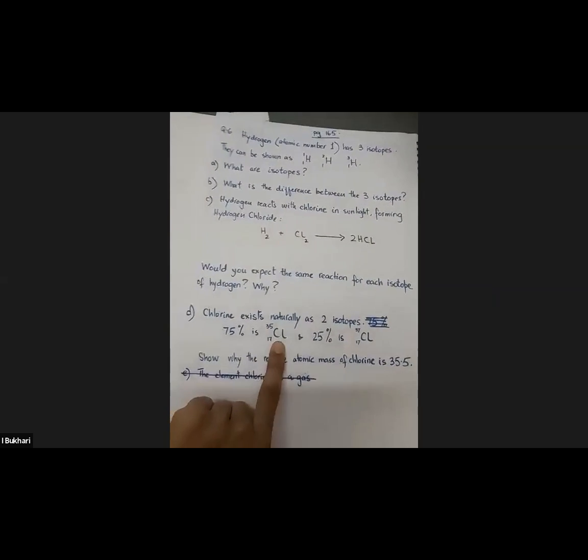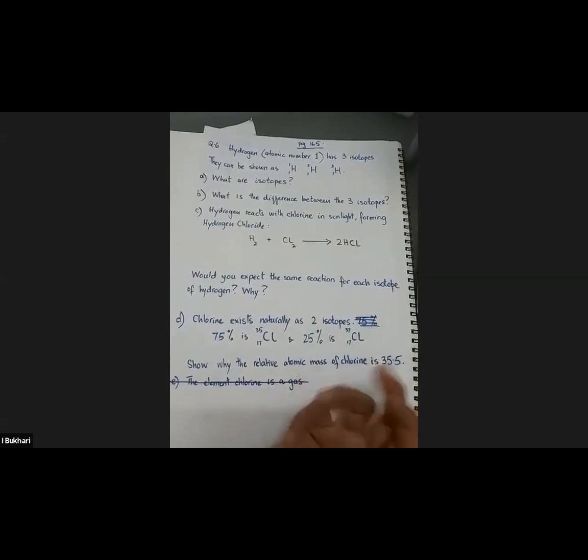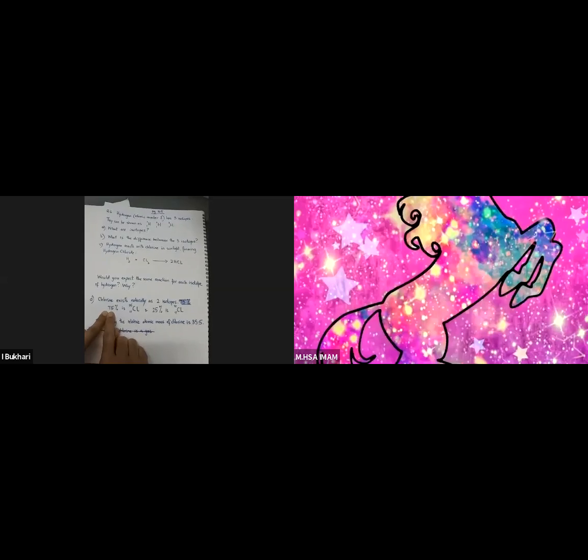Okay. Part D, chlorine exists naturally as two isotopes. 75% is this isotope of chlorine with atomic mass of 35, and 25% is chlorine 37. So what this means is that out of 100 random chlorine atoms that you have taken from nature, 75 of them have the mass 35, and 25 of them have mass 37.